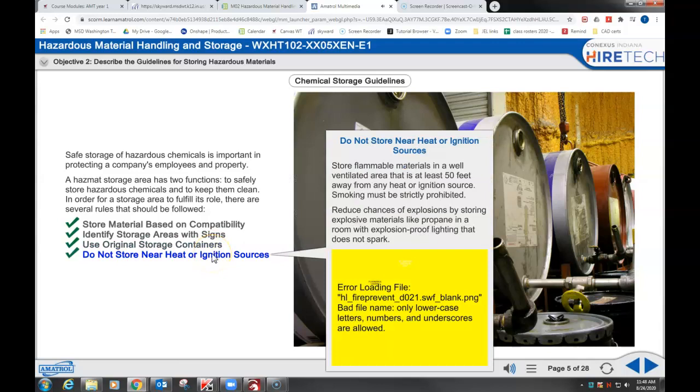Store flammable materials in a well-ventilated area that is at least 50 feet away from any heat or ignition sources. Smoking must be strictly prohibited. Reduce chances of explosions by storing explosive materials like propane in a room with explosion-proof lighting that does not spark.